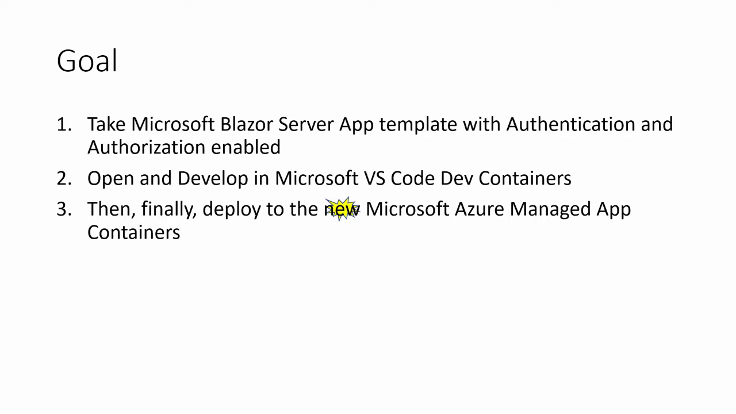I just want to take the Blazor Server App example template provided by Visual Studio with the authentication and authorization enabled, which means that it just creates the identity API tables for you, which is nice. I'll show you that in a minute.